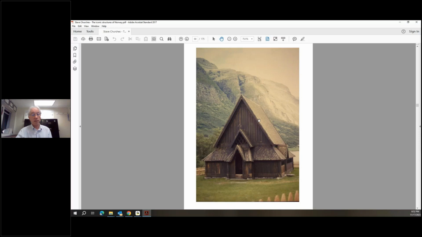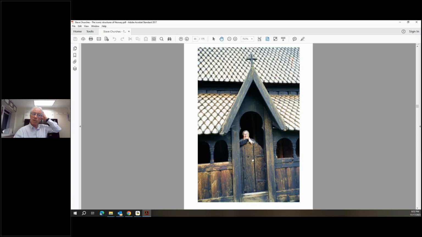And like a lot of these churches, it has been moved. It used to sit closer to the lake that's nearby. It was moved to a higher elevation. This is the guide who, at a lot of these churches, if you go during operational hours, there'll be a guide there who helps tourists.